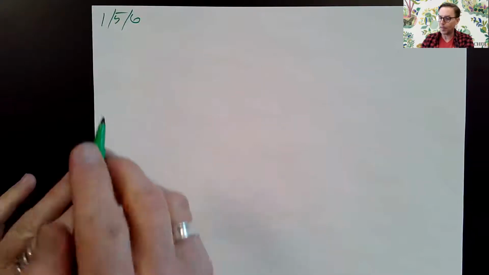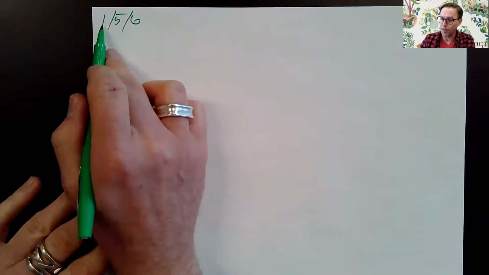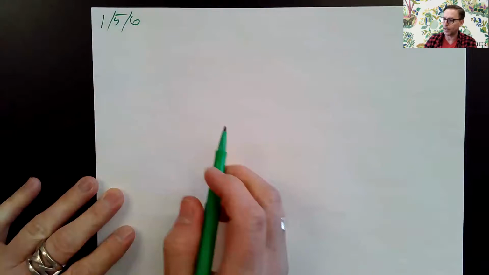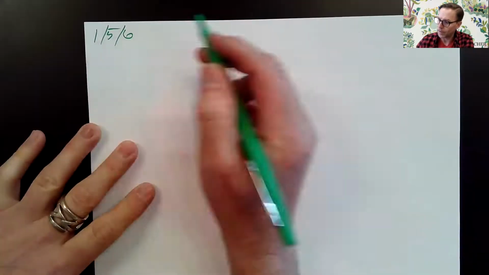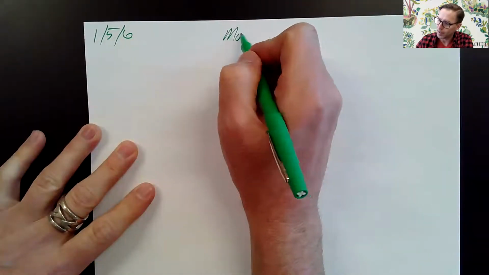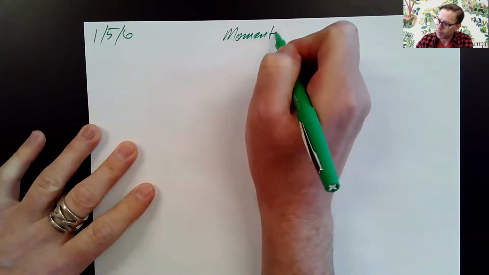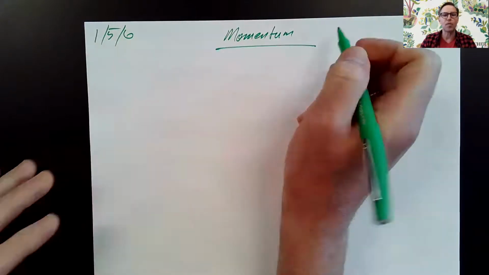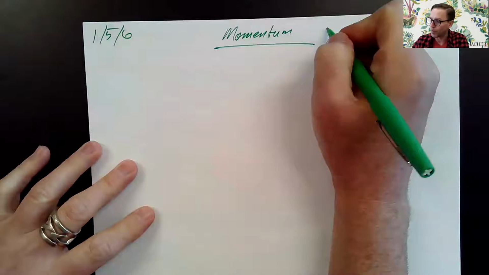So, momentum is Unit 5. This is AP Physics 1, Unit 5, Lesson 6, the final lesson. Not so much more on momentum, though, because this is the review.